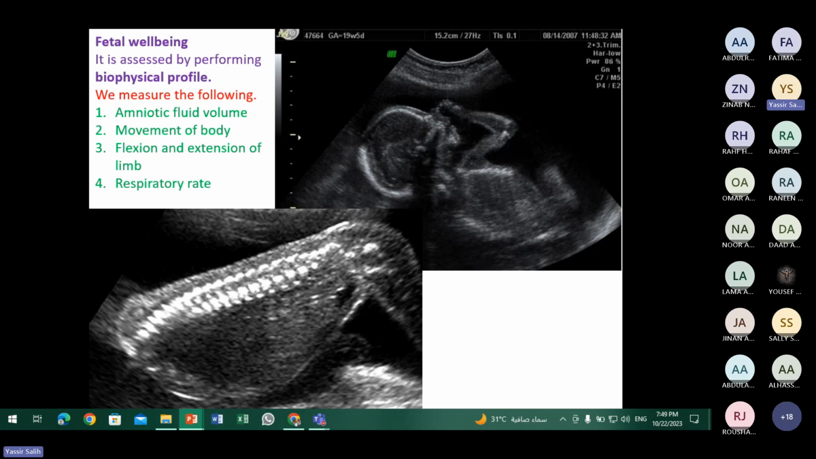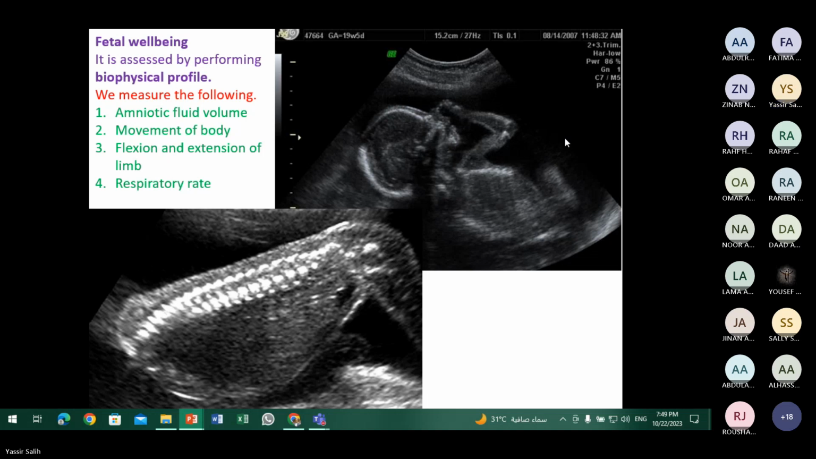Then we have fetal well-being, which can be assessed by ultrasound, called the biophysical profile. We assess if we feel the patient's pregnancy has fetal distress, or if it is a high-risk pregnancy. You can assess fetal well-being by the biophysical profile, which is done by about 4 or 5 measurements. You have to calculate the amniotic fluid to see how much. We have a specific method to know whether the amniotic fluid is normal, increased or decreased.